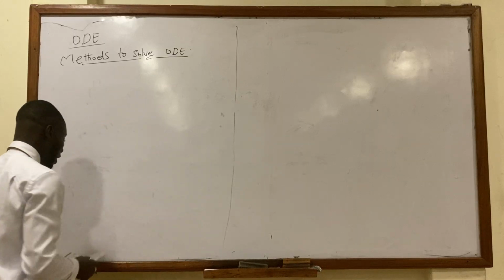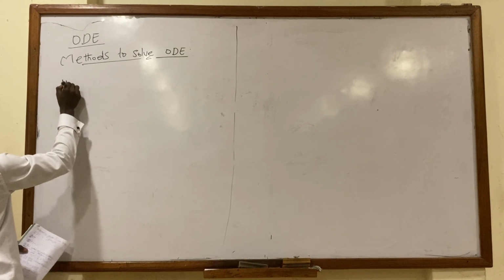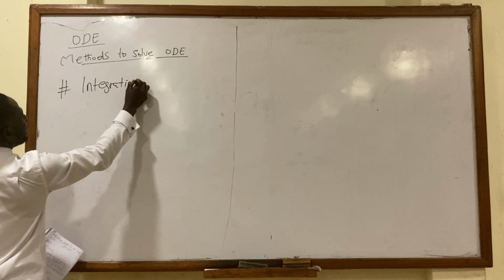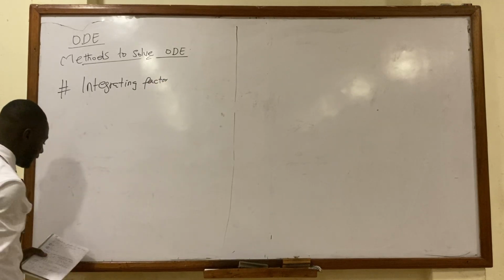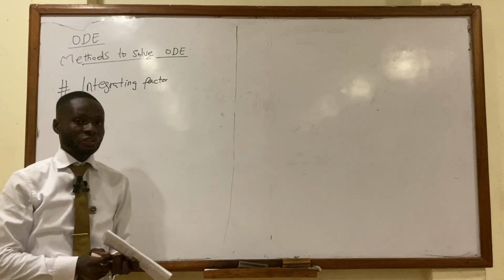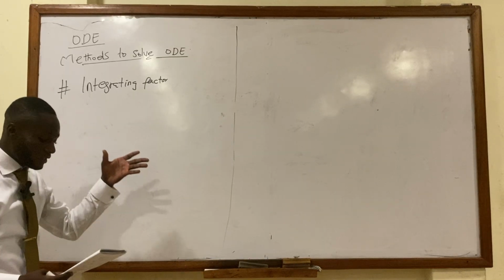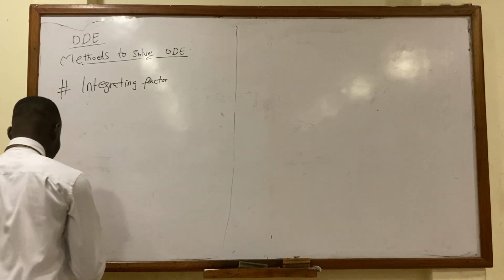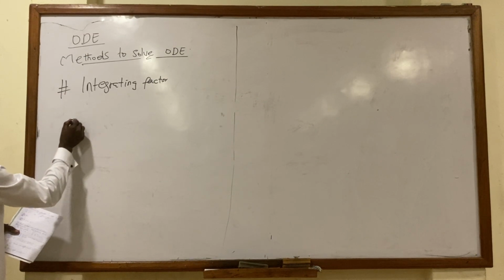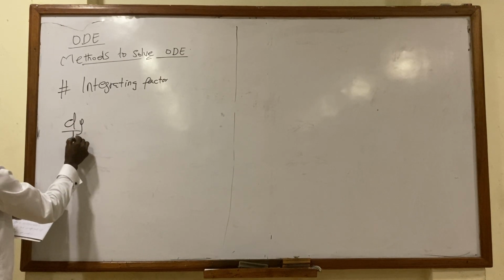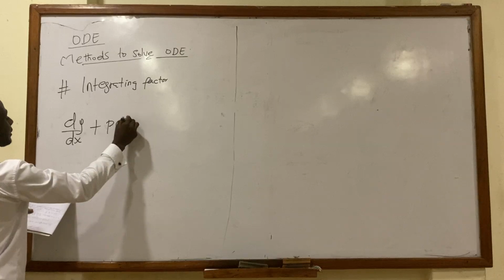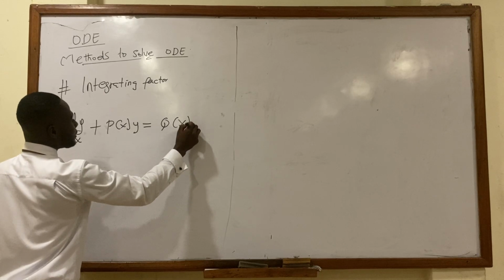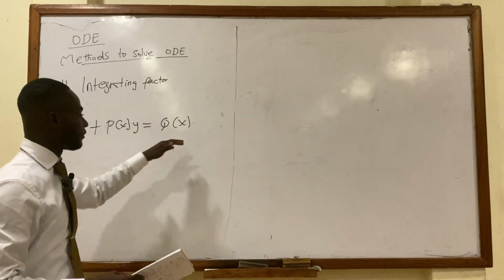So the next method is the integrating factor, or the linear differential equation system, right? What basically you have to know is that it is in the form dy over dx plus p of x y, and it should be equal to q of x. It should be equal to q of x, right?